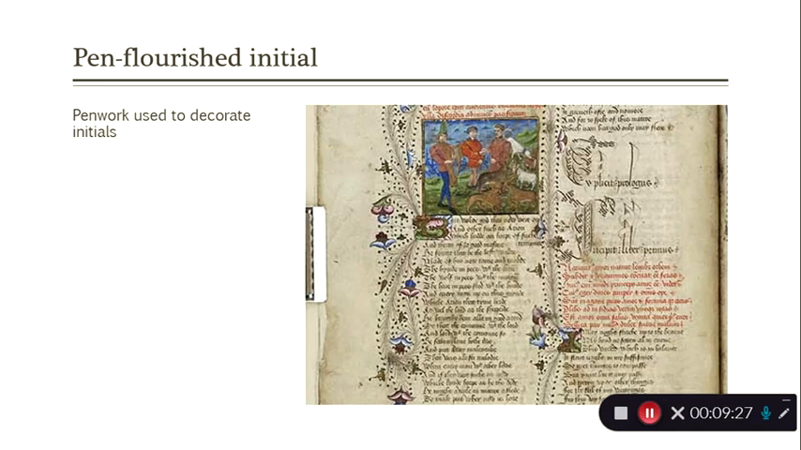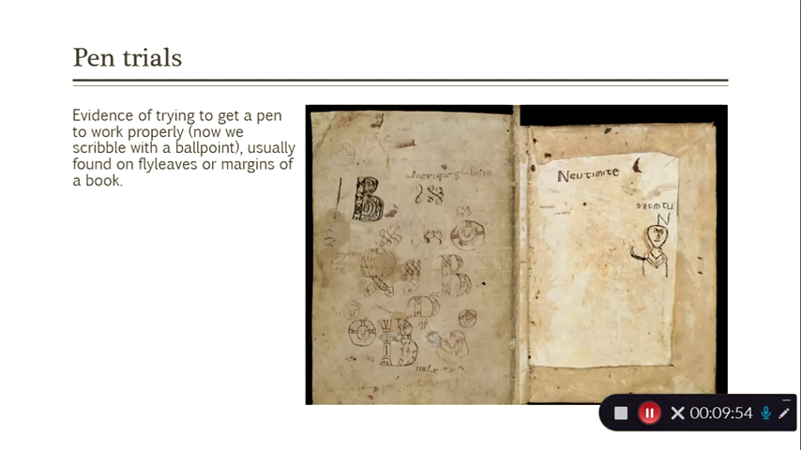Pen trials are where someone's just testing the pen, because of course they're writing with quill pens, which are not totally reliable. And you see pen trials on these flyleaves and paste down that I showed you before. Kind of, you look at the B on the left and you go to the right, that's probably a pen trial, or they're trying to see if their pen works. We still do this with our ballpoints.